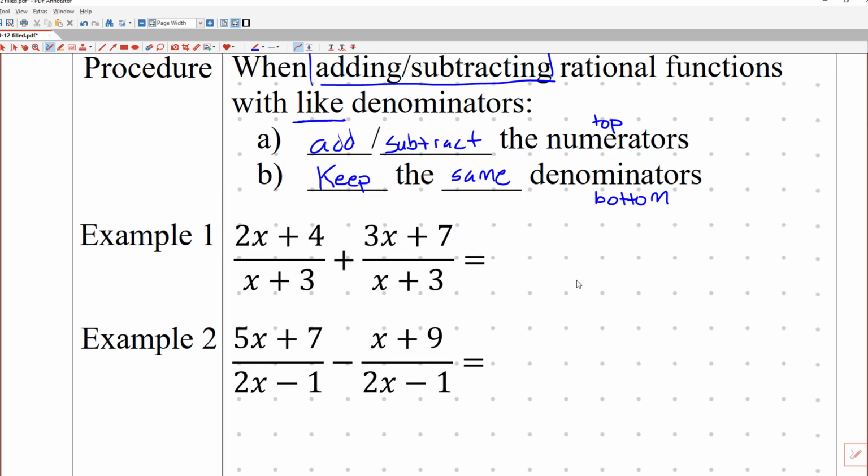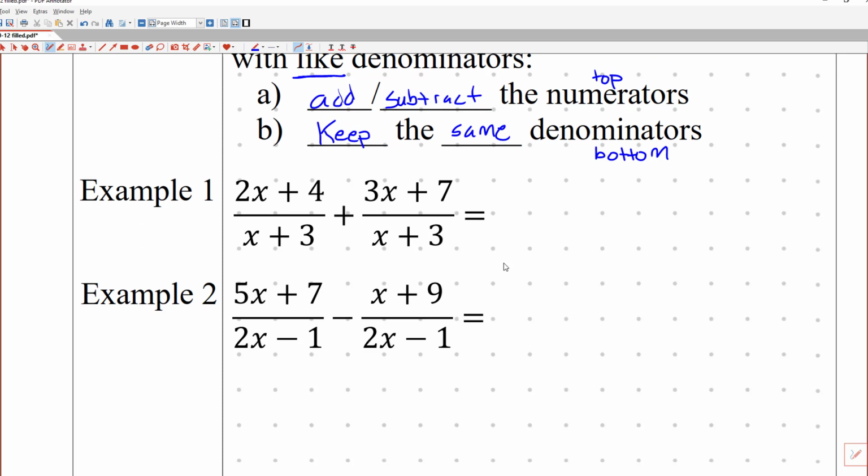So let's try it out. I'm not going to give you anything with unlike denominators until tomorrow. So if they have like denominators, the denominator is still x plus 3 for this problem, and then I have to add the tops. There's no special trick with a plus sign. You just add them. So it's 2x plus 3x. That's going to be 5x. So I'll write 5x, and then 4 plus 7 is 11. So plus 11, and I'm done. It is literally that easy.